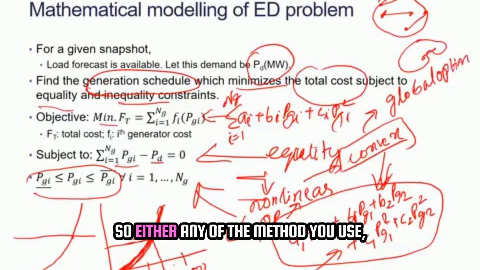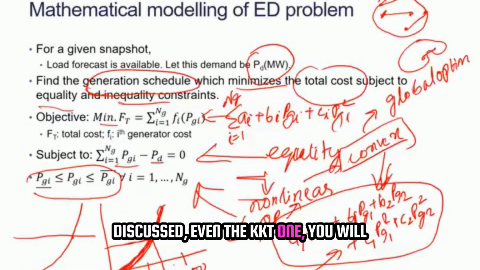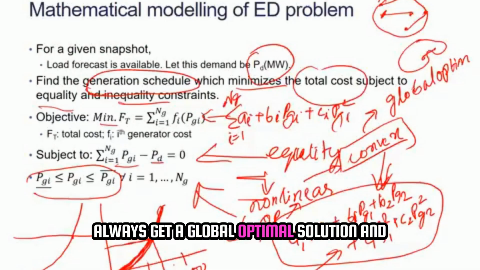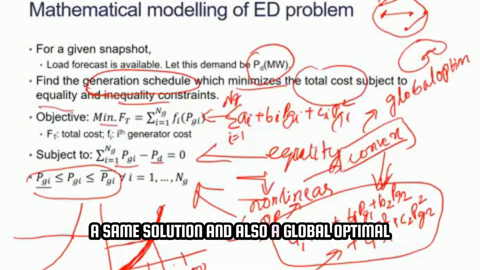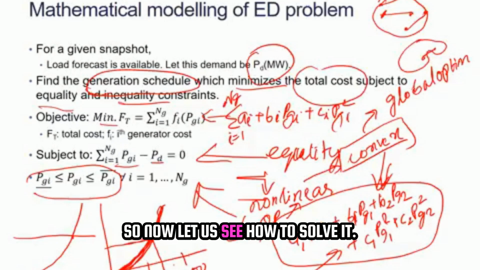So whichever method you use, Newton's first order, Newton's second order, interior point, whatever we have discussed, even the KKT one, you will always get the same solution, which is a global optimal solution. Right? So now let us quickly see how to solve it.